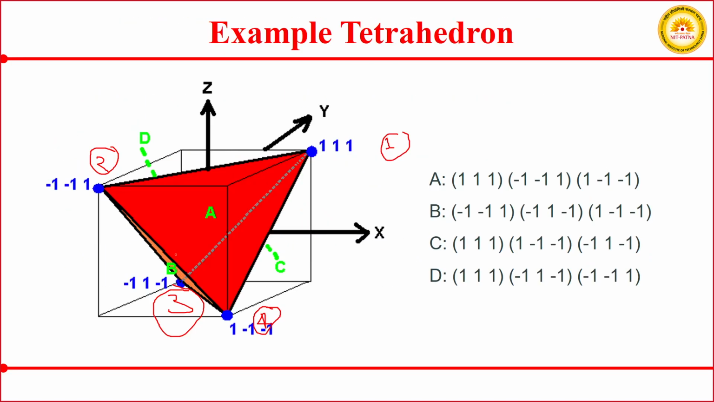Okay, so from this figure, how many surfaces, how many triangles are there? Since there are 4 sides, it is a tetrahedron, and the corresponding vertices are 1, 2, 3, and 4. So how many triangles will be generated in order to represent this geometry? Because there are 4 sides.